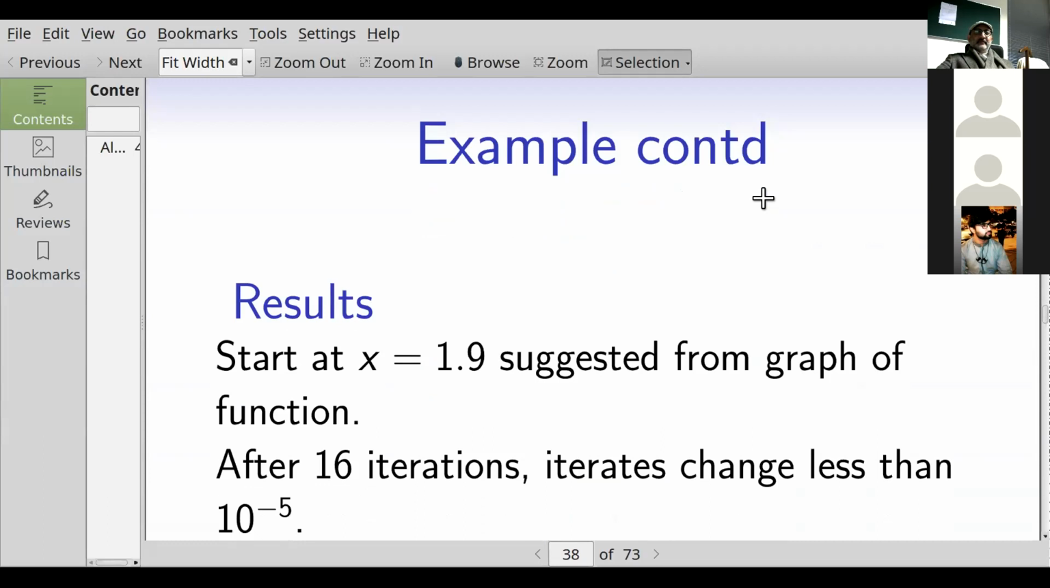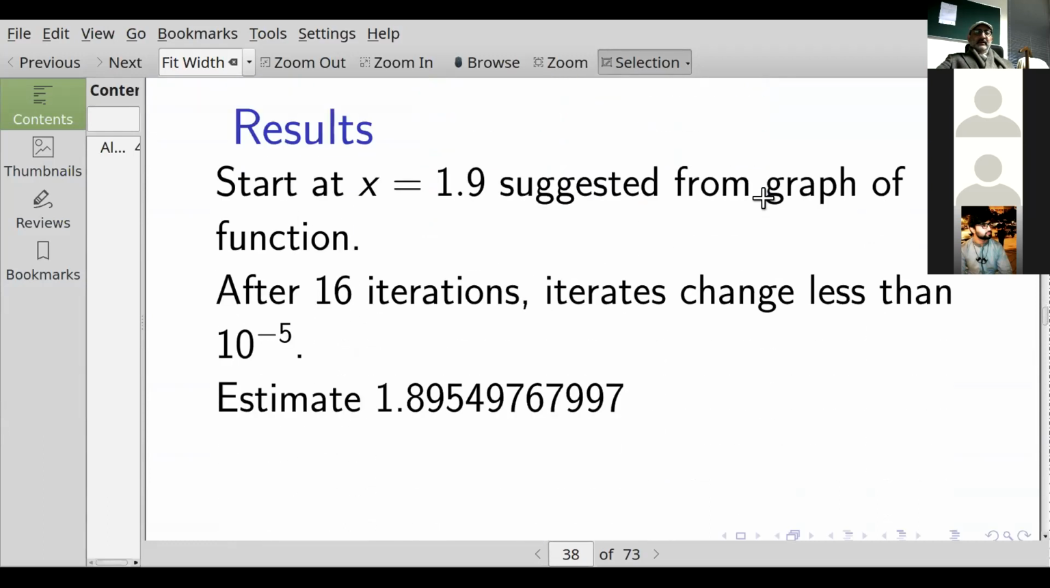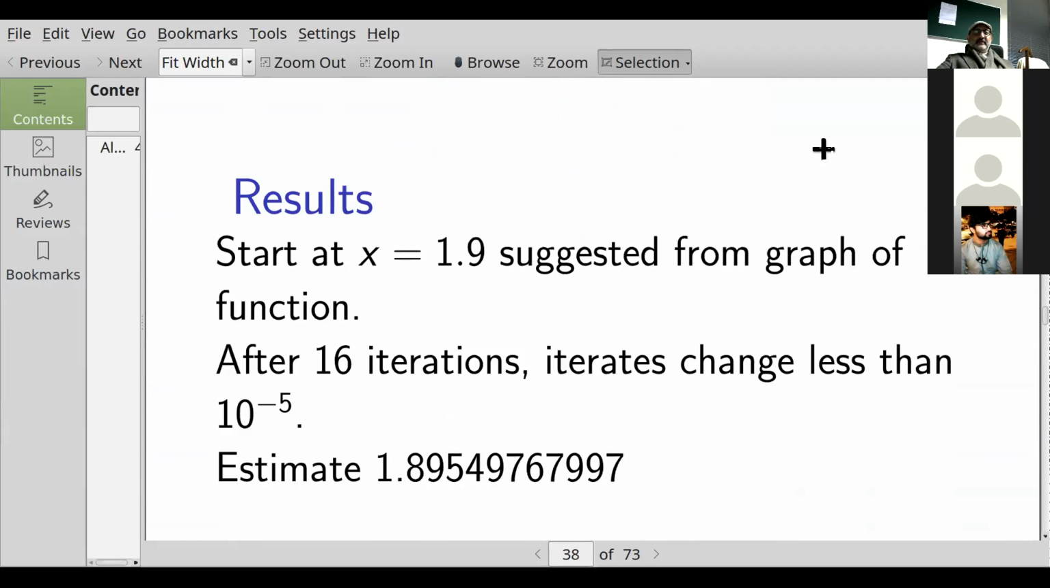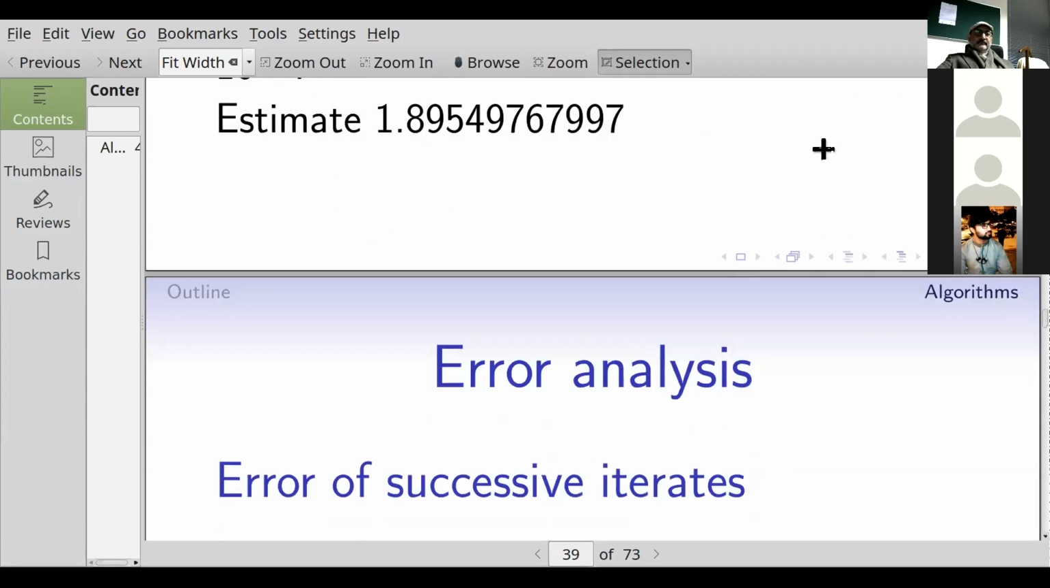All right. So I will start from, if I start at x equals 1.9, and, well, I'll graph the function first, right? Because I need to be able to guess some initial estimate. So if I start at x equals 1.9, after 16 iterations, one way of setting the tolerance is to say, how much are the iterates changing? So let's say that the iterates are changing by less than 10 to the minus 5. Then I can stop. Well, if I do that, then I get this 1.8955, right? Okay.